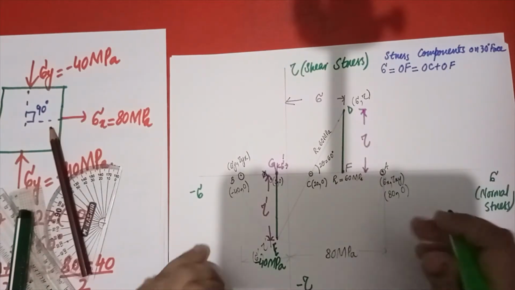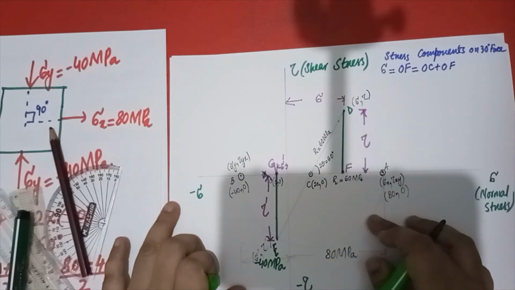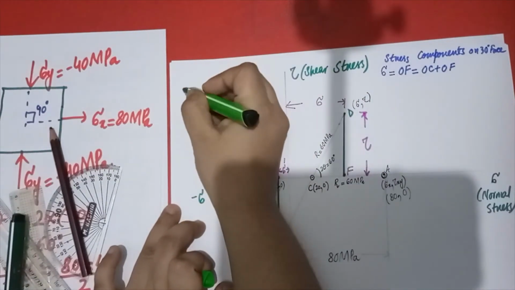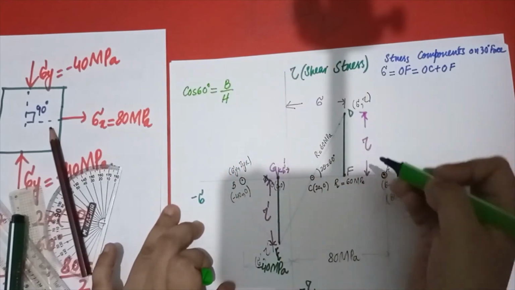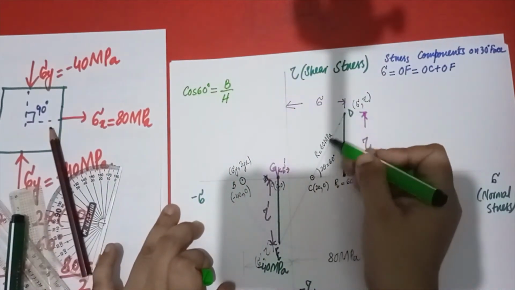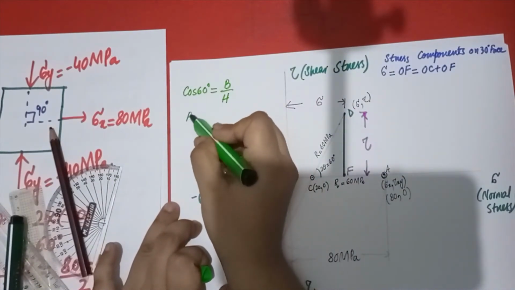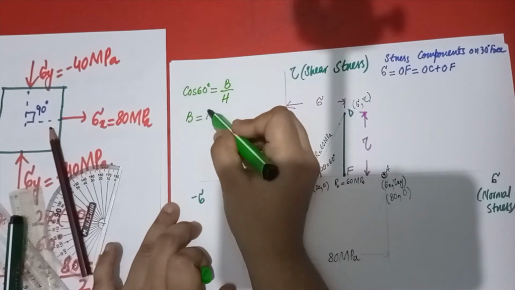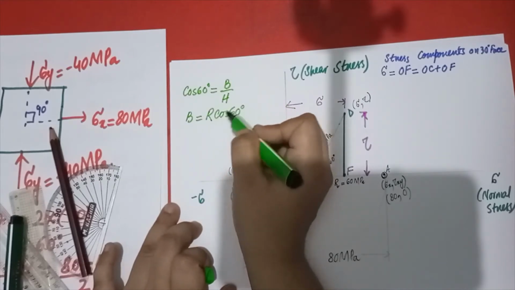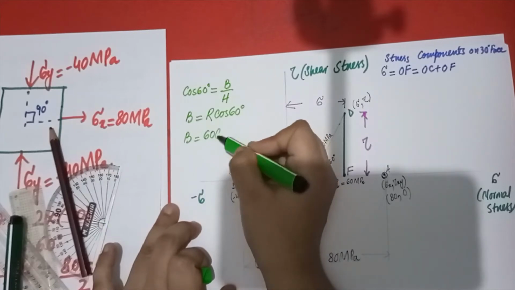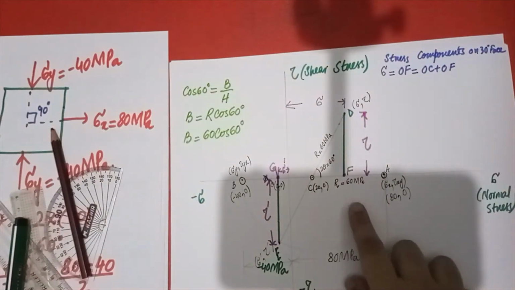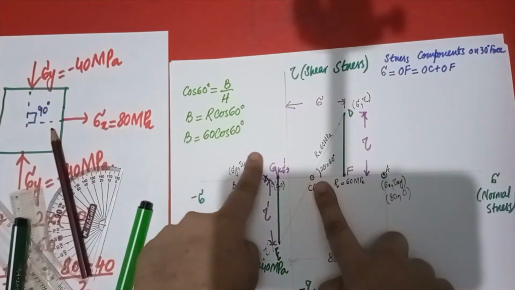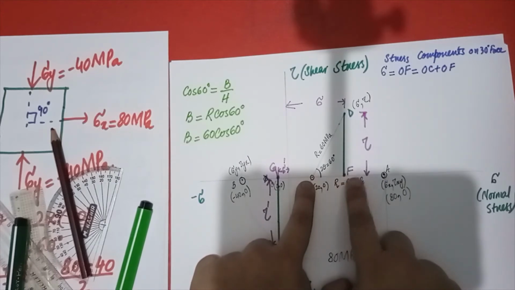So let me do it here. For example, cos theta equals base upon hypotenuse. So cos 60 degree equals base upon hypotenuse, and you need to find this base, and your hypotenuse is r. So b is equal to r cos 60 degree. So this base is r cos 60 degree, this distance from C to F.